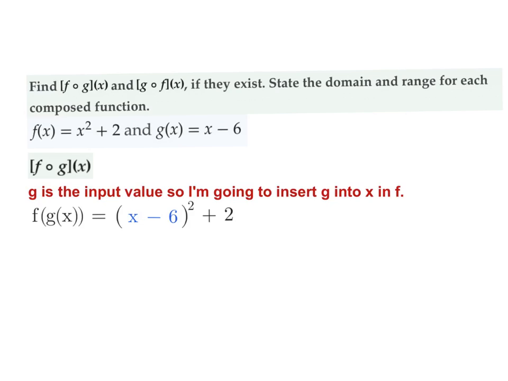Now notice I wrote a different notation. It still means the same thing. F of g of x, f of g of x. Two different notations that mean the same thing. And now it's just a matter of simplifying this.